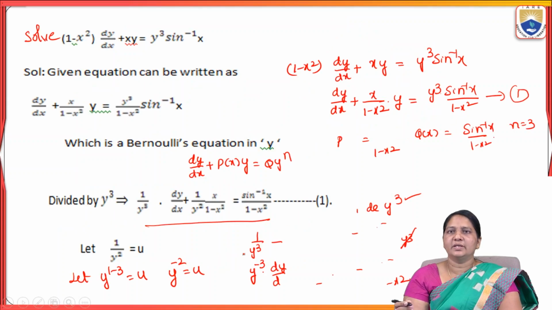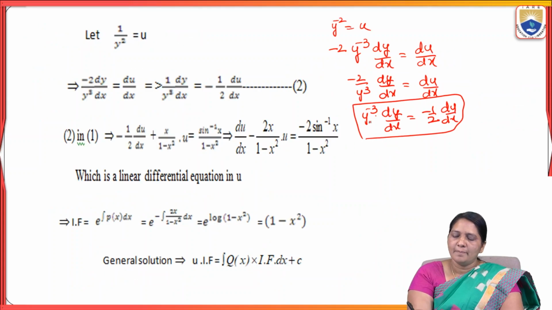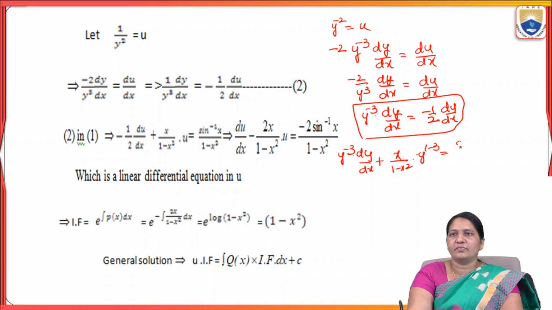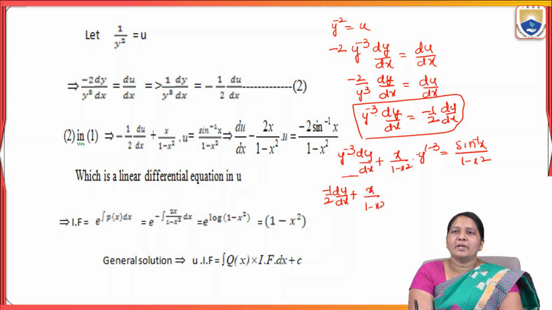So what is the equation 1 here? This one, y power minus 3 dy by dx plus x by 1 minus x square into y power 1 minus 3 is equal to sine inverse x by 1 minus x square. So in place of y power minus 3 dy by dx, I can replace minus 1 by 2 du by dx. So minus 1 by 2 du by dx plus x by 1 minus x square into u equal to sin inverse x by 1 minus x square.